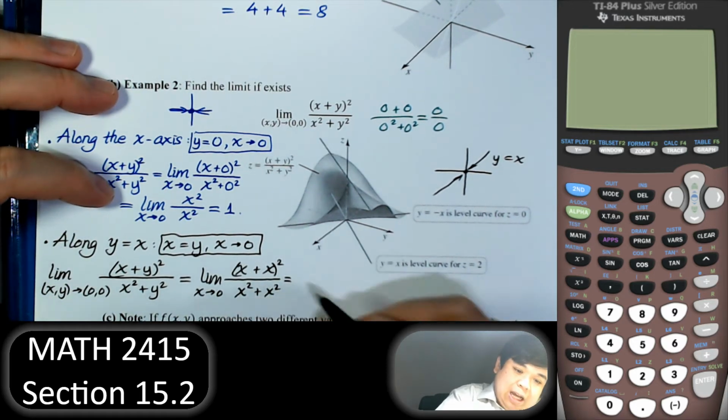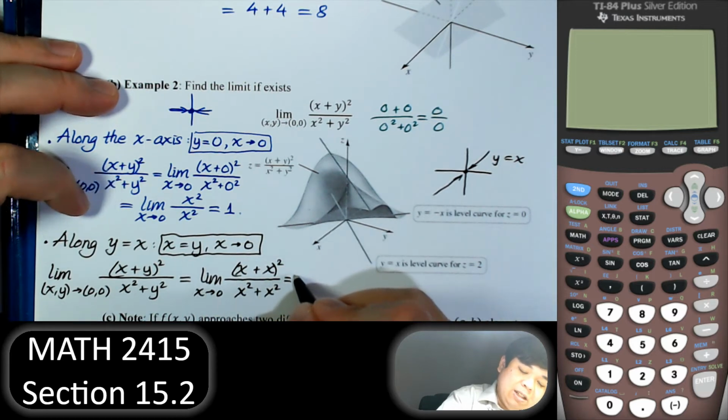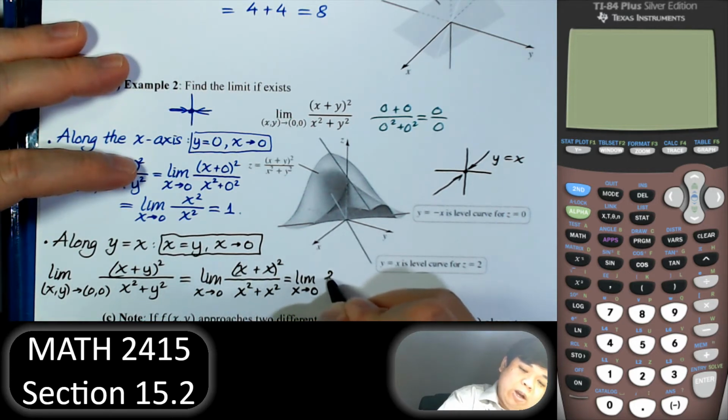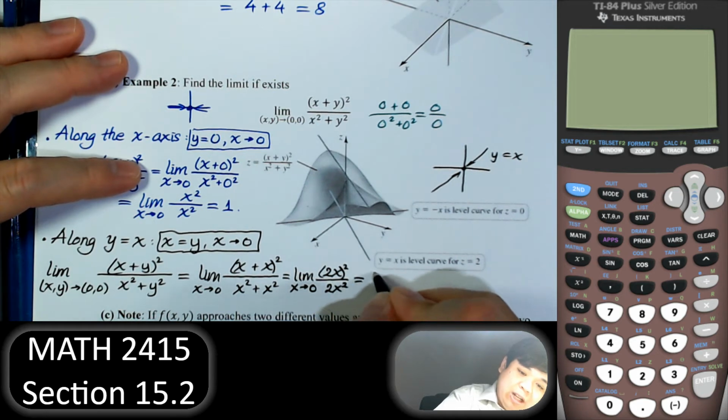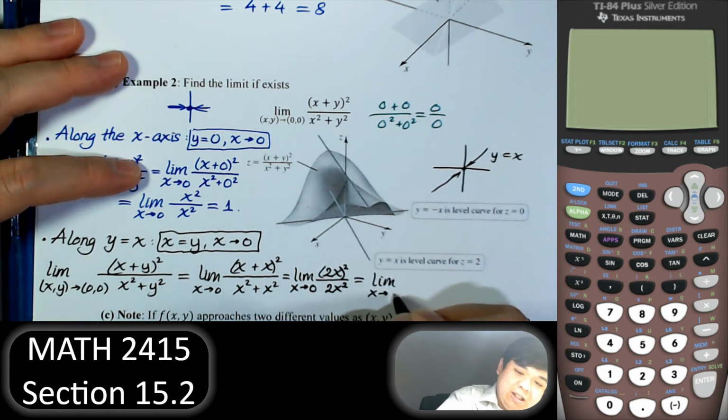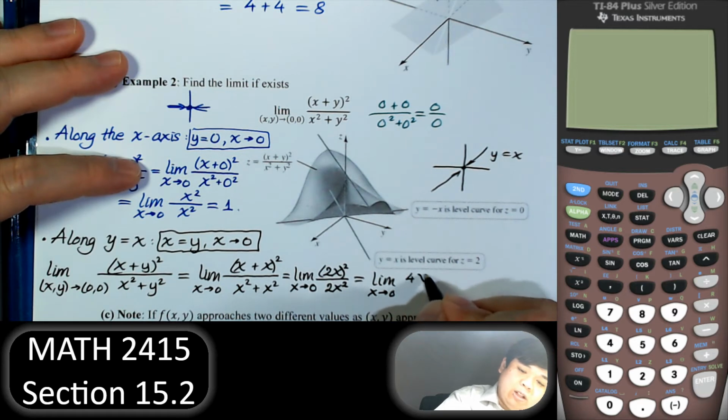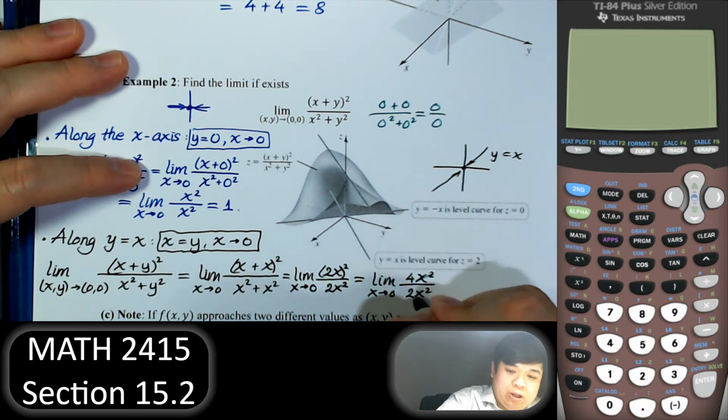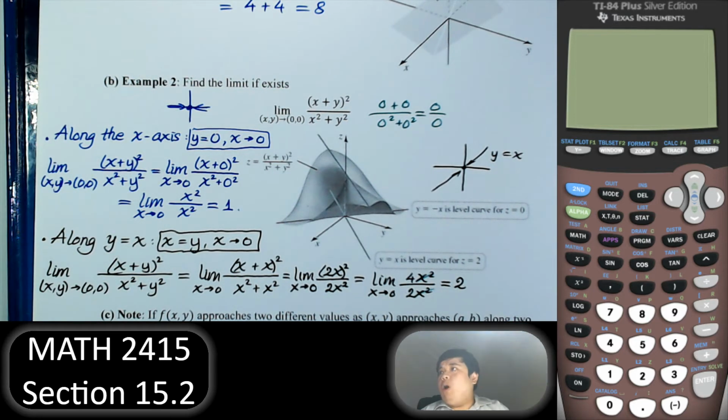Right? This might not help at all, but on the top we have 2x squared, 2x and then squared. The bottom we have x squared plus x squared is 2x squared. Right, actually it does help definitely. So we have 4x squared on the top, 2x squared at the bottom, x squared cancels out, we have 2. So along y equal to x.